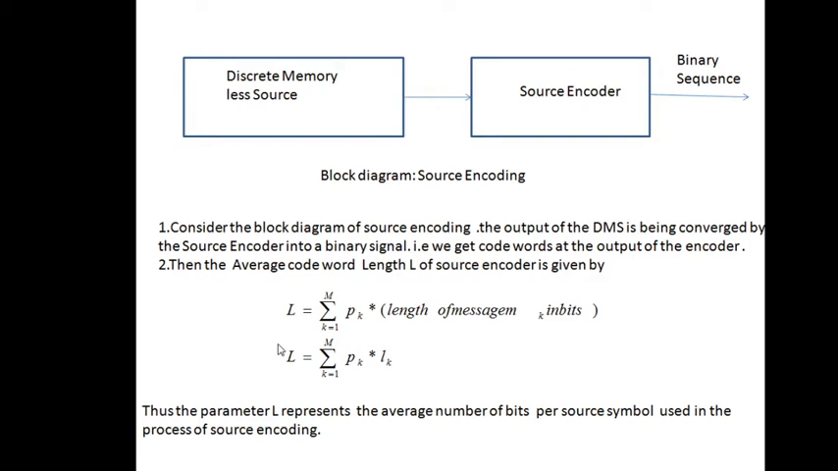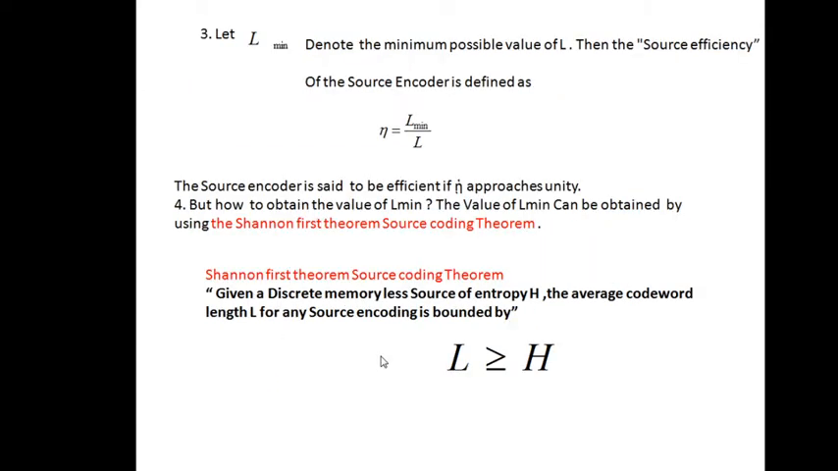This parameter L represents the average number of bits per source symbol used to process the source input. So L is the average code word length. How many bits are required to represent one symbol in a source? That can be calculated by L. Let L minimum denote the minimum possible value.